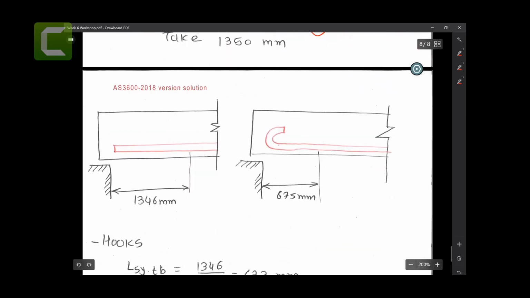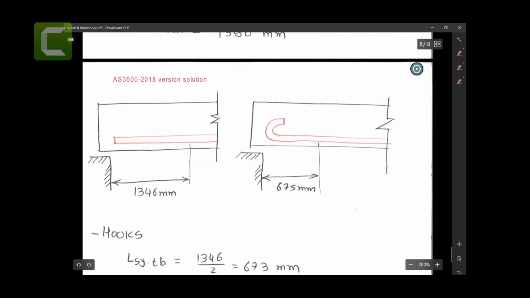I think I just want to put one note here: if you have 1346 millimeters and you don't have enough length to provide this 1346, in that case, you can cog it. Like you can divide this one.